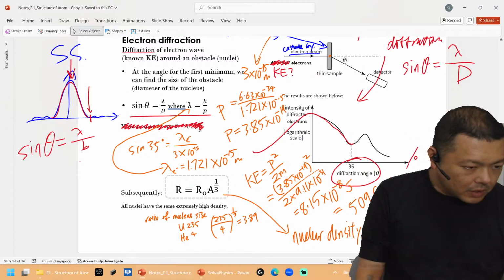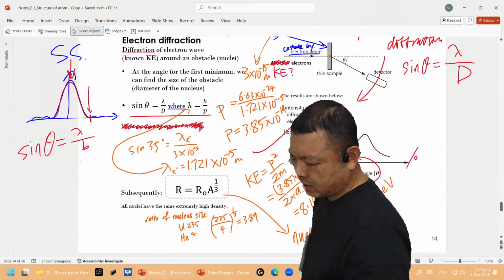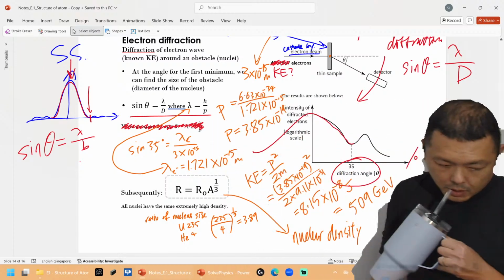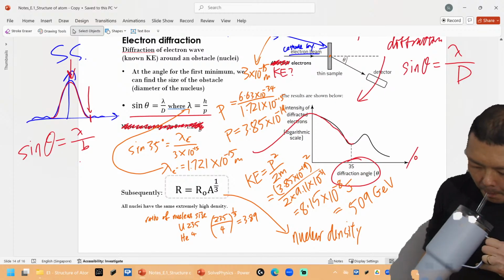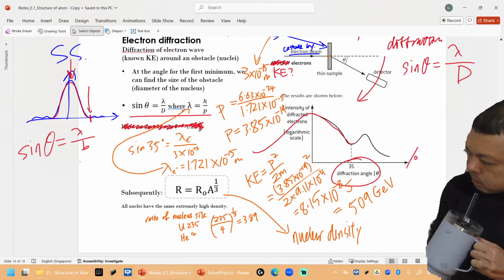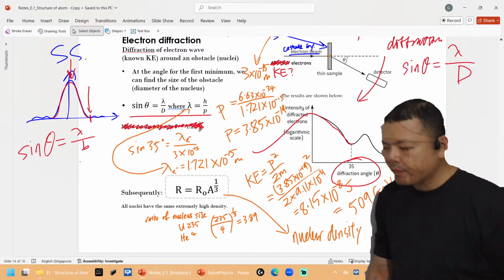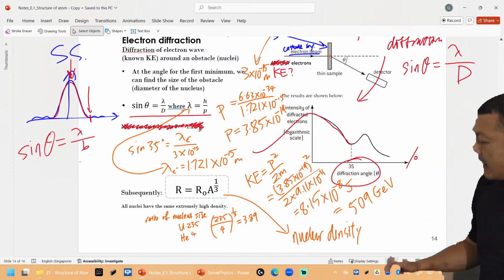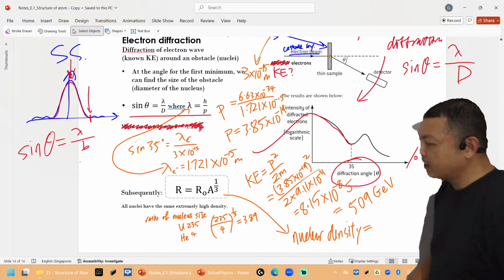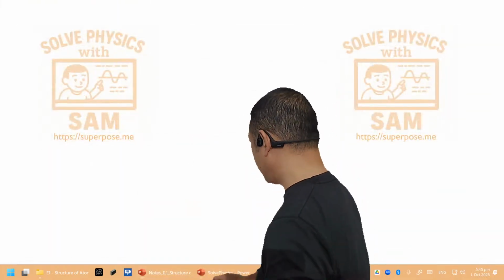Sorry, what's the question? About the unified atomic mass, it says it is about the same for every atom. Is it because of the same extremely high density? Yeah, because of the volume. Okay. How about nuclear density? How do we find nuclear density, guys?